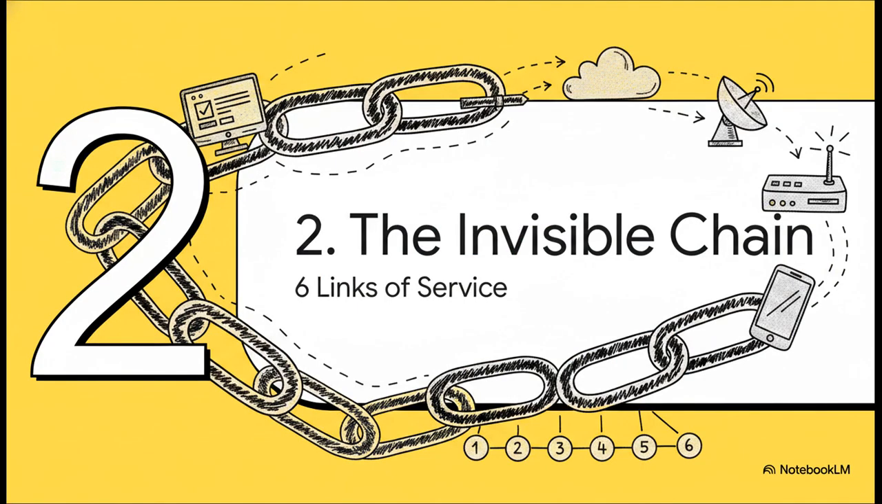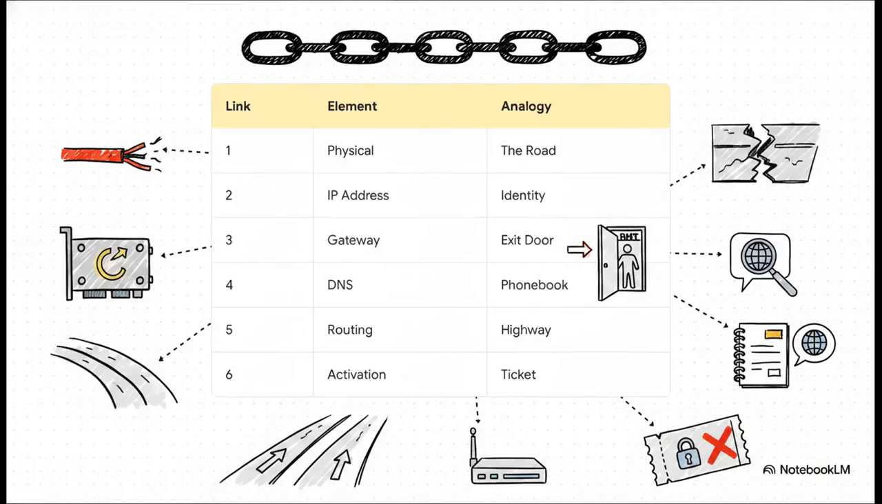Moving right along to section 2, the invisible chain. You see, for a customer to open just one single website, it's not just a single connection happening. There are 6 distinct elements that have to perfectly align. If any single one of these 6 links breaks, the whole internet fails. It's like a giant invisible chain.